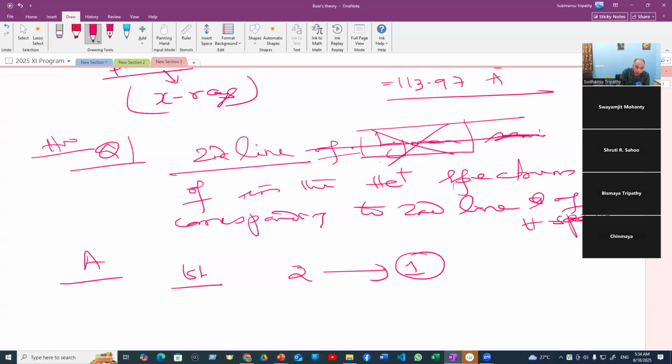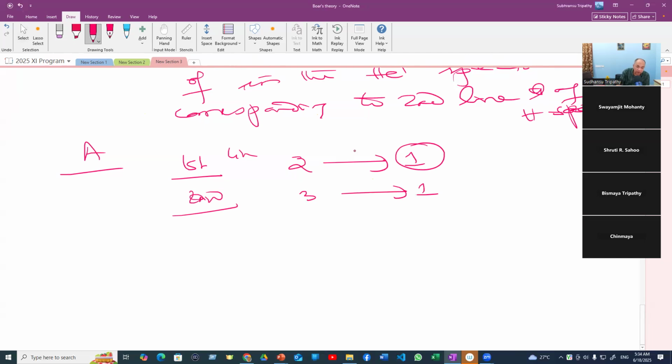So the second line will be from 3 to 1. What you do, you can use the Rydberg equation once again. Nu bar is equal to 2 times 109677 square, because we are dealing with helium spectrum, and 1 by 1 square minus 1 by 3 square.